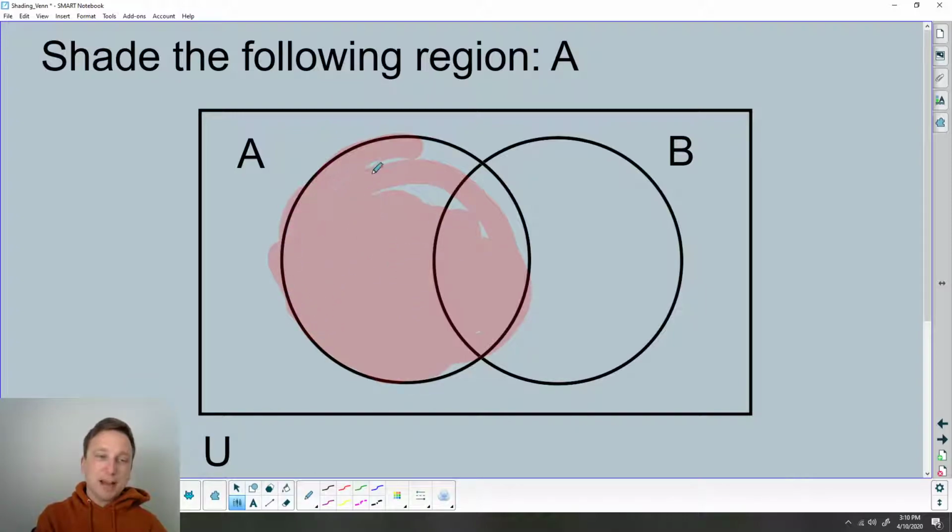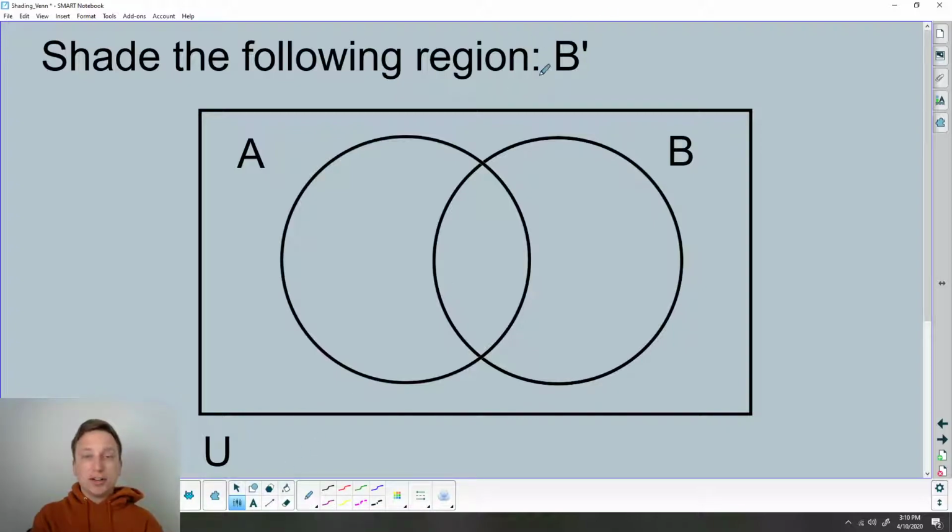I'm doing what this tablet is actually used for. There's set A. And I don't know if I'm going to get it perfect. If I pick up the pen, it does weird things and double shades. So we shaded A, and we're done. We're good to go. Next, we want to shade B complement.